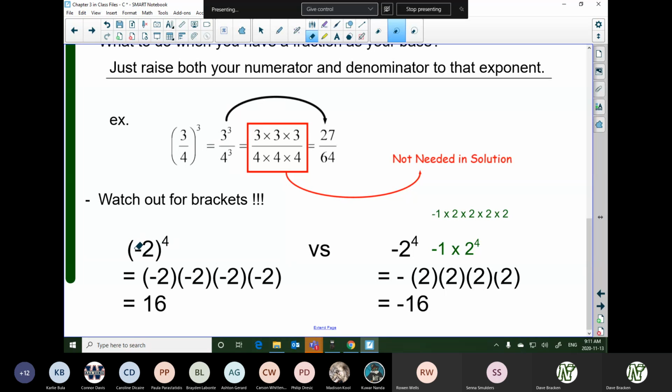The negative is inside the brackets here. It's included in all the repeated multiplication. The negative is not inside the brackets. It doesn't get included. Okay? Give me a hand in the air if you kind of understand those two. If it's inside the bracket, you include it. If it's not inside the bracket, you don't include it. Brackets are like cupping what you want to raise to that power.